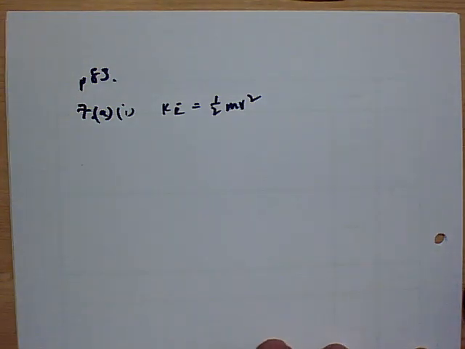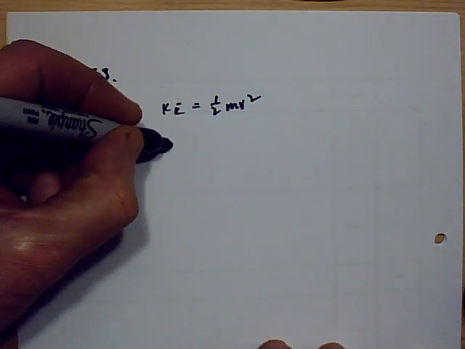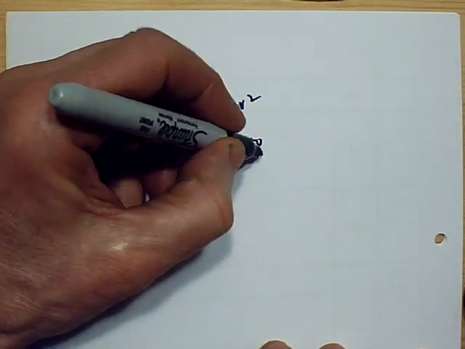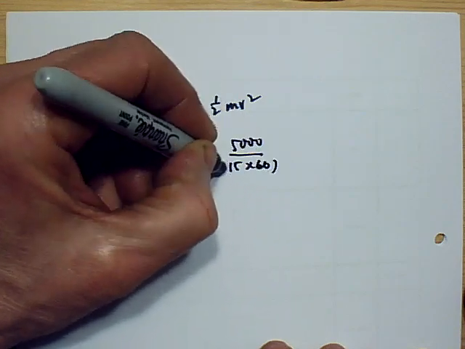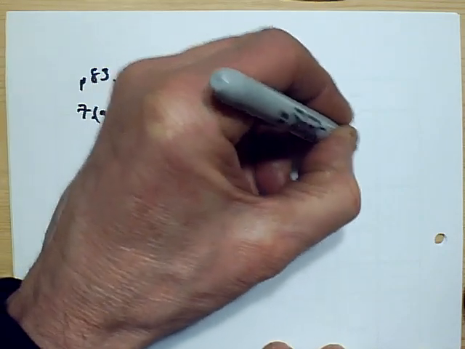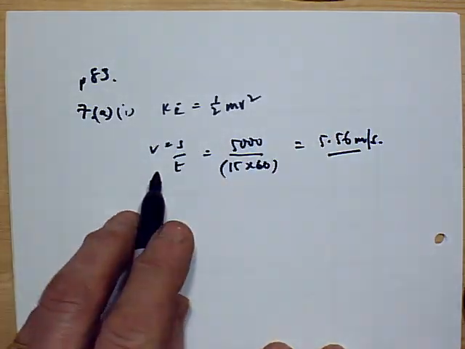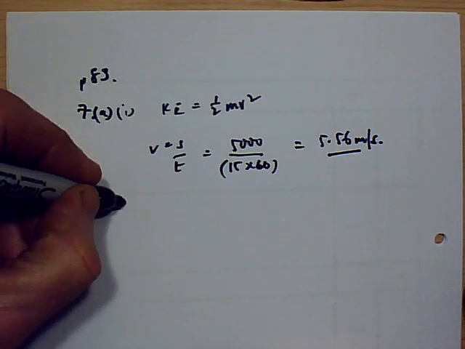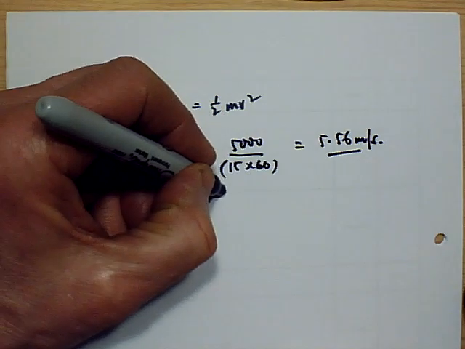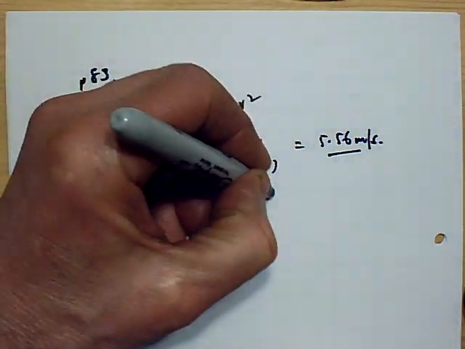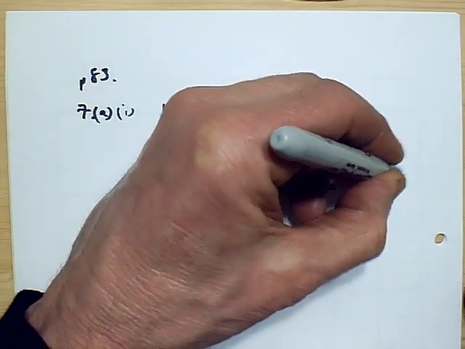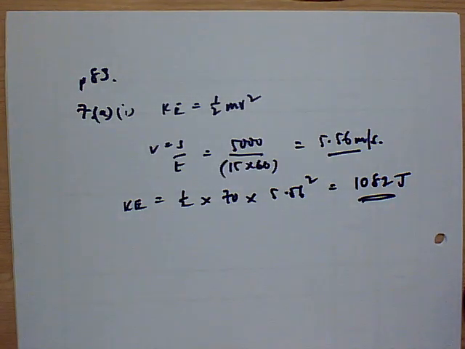We don't know the velocity, but we know velocity is distance over time, which is 5,000 over 15 minutes, 15 times 60 in seconds, which comes out as 5.56 meters per second. So we can work out the actual velocity using distance over time, and then say kinetic energy is half mv squared, half times mass, which is 70, times the velocity squared, 5.56 squared, which comes out at an answer of 1082 joules. So there's the calculation for kinetic energy.